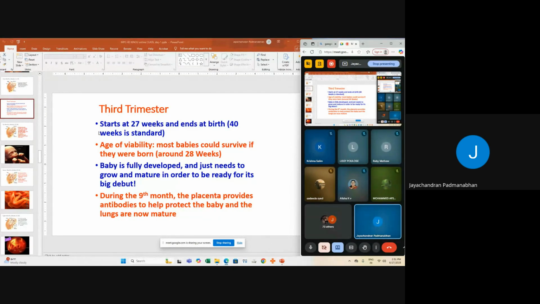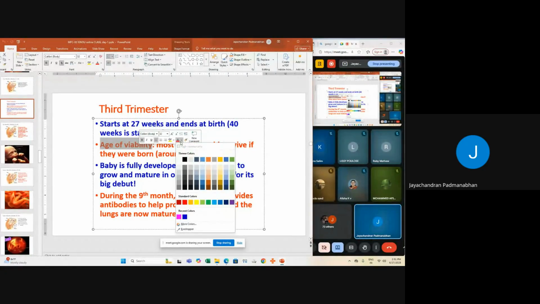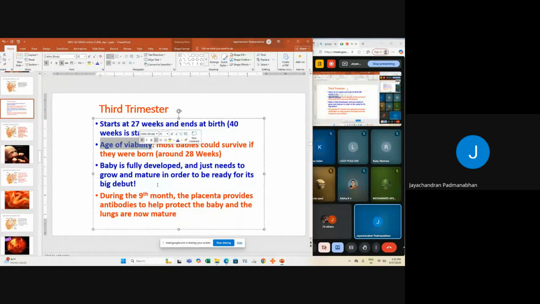Here it is written, age of viability. Age of viability means, sometimes due to high BP and all that, the doctor will evaluate everything after scanning, whether the brain growth and everything is okay. After that only, maybe even before 7 months, the doctor may decide, for the safety of the child as well as the mother, to take cesarean.